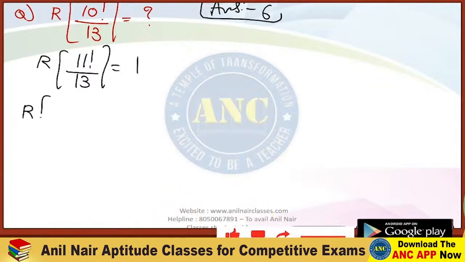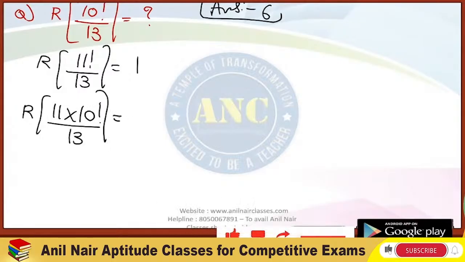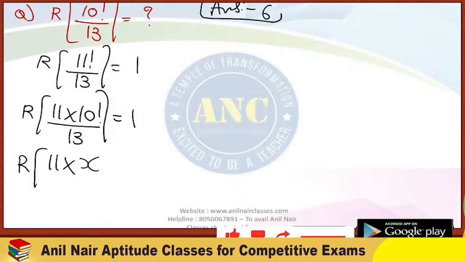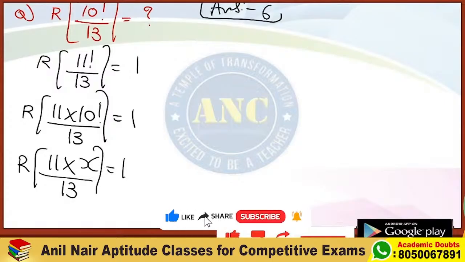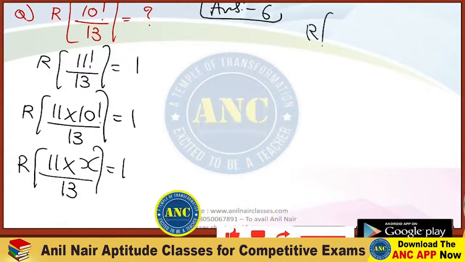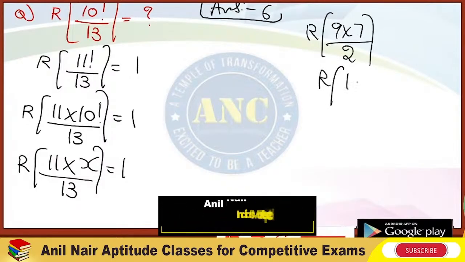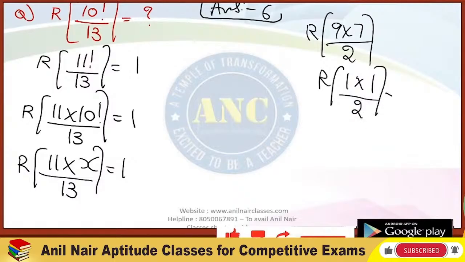1. 11 factorial is 11 into 10 factorial divided by 13. The answer is how much? 1. 11 divided by 13, it is 11. 10 factorial divided by 13, x. If the numerator is less than the denominator, how many times you divide, the answer will not change. 11 divided by 13 is 11. See this example, 9 into 7 divided by 2: 9 by 2 is 1, 7 by 2 is 1. If I further divide, the answer will not change.